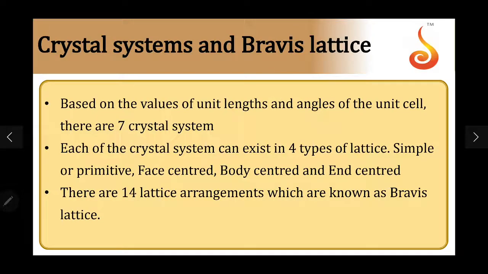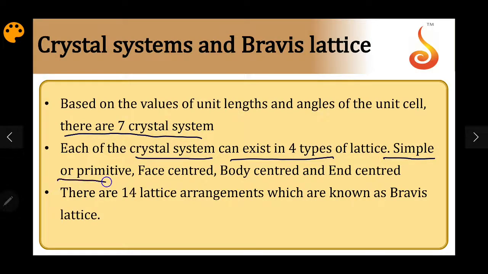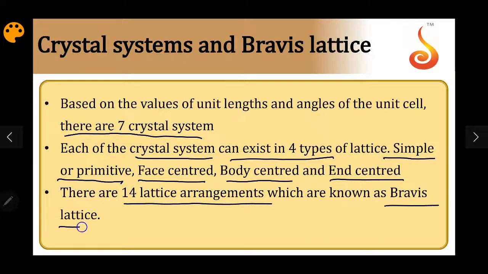Based on this, we have a total of 7 crystal systems, and each of these crystal systems can exist in 4 possible lattice arrangements: simple or primitive, face centered, body centered, and end centered or base centered. These are the 4 possibilities. So 7 into 4 gives 28 theoretically possible lattice arrangements, but in nature only 14 exist, and these 14 are called Bravais lattices. So 7 crystal systems and 14 lattice types.